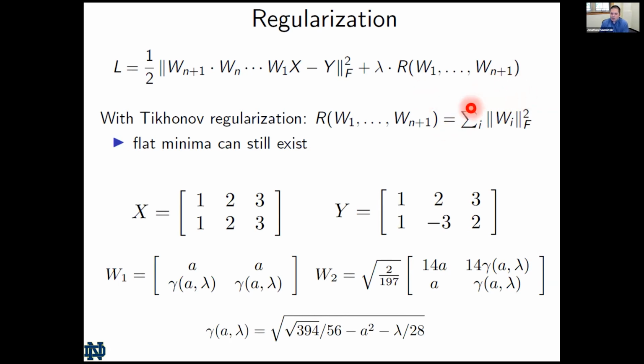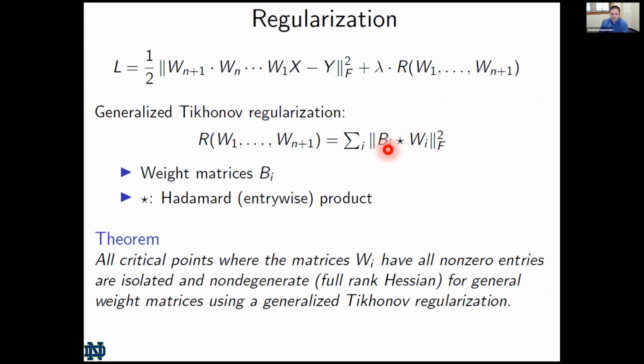Okay, so how do you get rid of this? Well, you just have to weight your points. So you throw in a weight matrix here and take an entry-wise product. So you're weighting each entry, and now you've returned to the non-singular world. So everything is isolated, non-degenerate. Newton's method will converge quadratically nearby. You have all the nice properties you want from an optimization standpoint.